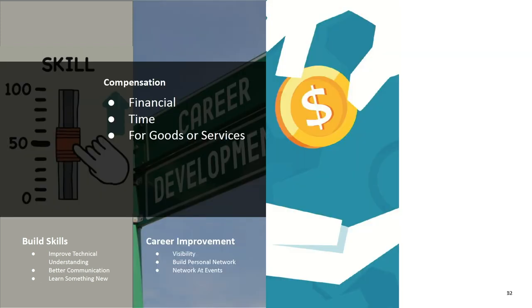So this one might be a little less popular, but compensation is a part of contribution. Financial compensation, time, and sometimes goods and services can be types of compensation. So financial compensation, some people get paid to contribute. I get paid to contribute. I know people from other companies get paid to contribute. Contribution isn't always free.